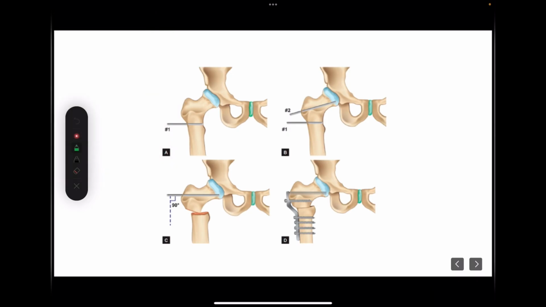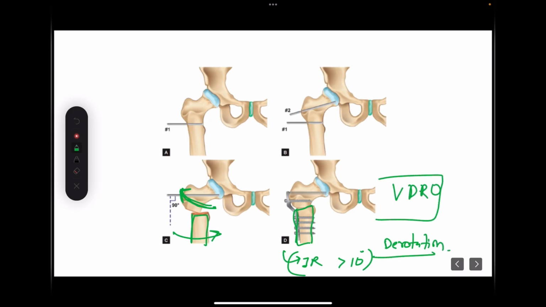This is a schematic diagram showing that this was a dysplastic hip which has been relocated with the help of abduction of the hip, and since the abduction is too much they have brought the distal part in varus. So this is how they have done varus osteotomy. And if ever internal rotation of more than 10 degrees is required, then they have to do derotation also. In that case it becomes VDRO, that is varus derotation osteotomy.